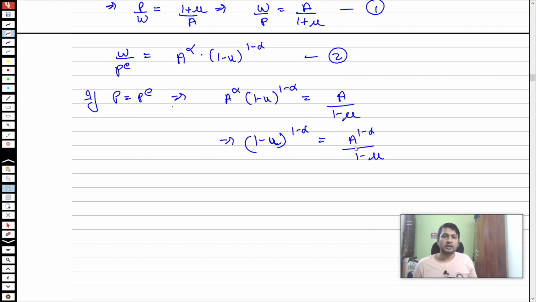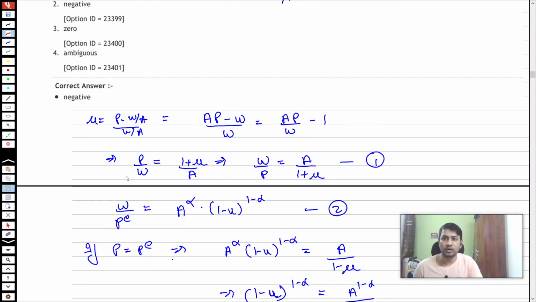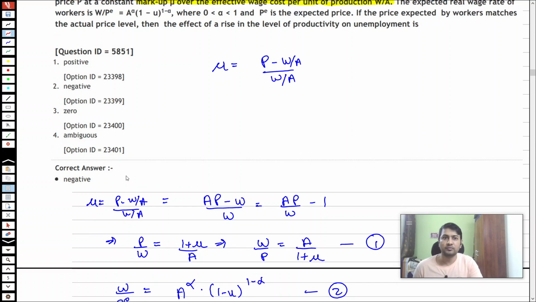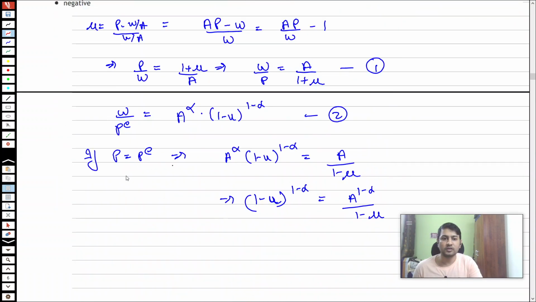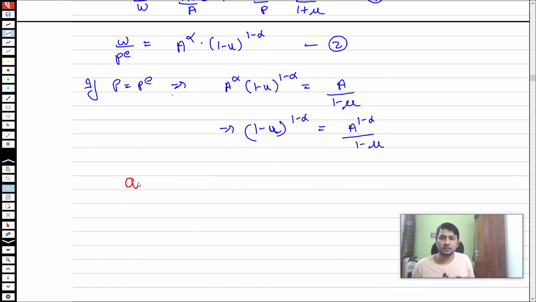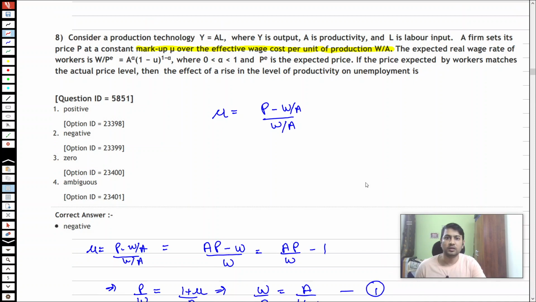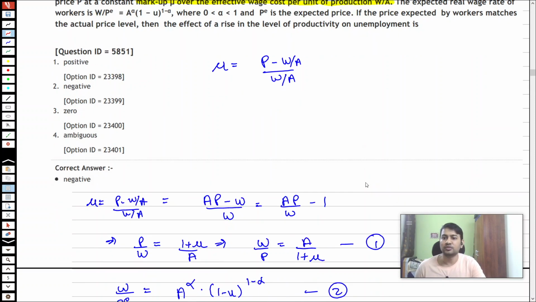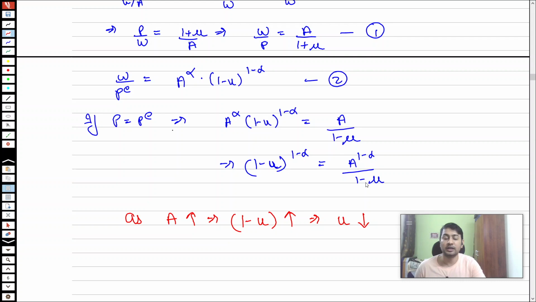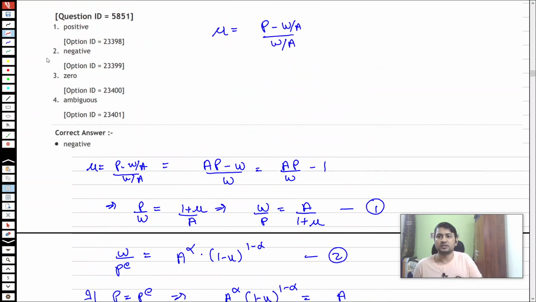So now A is directly related to 1 minus U. So U is unemployment. As A increases, this implies 1 minus U must increase, which implies U must decrease. Right? So a rise in productivity level should have a negative effect on unemployment. So the result is going to be negative.